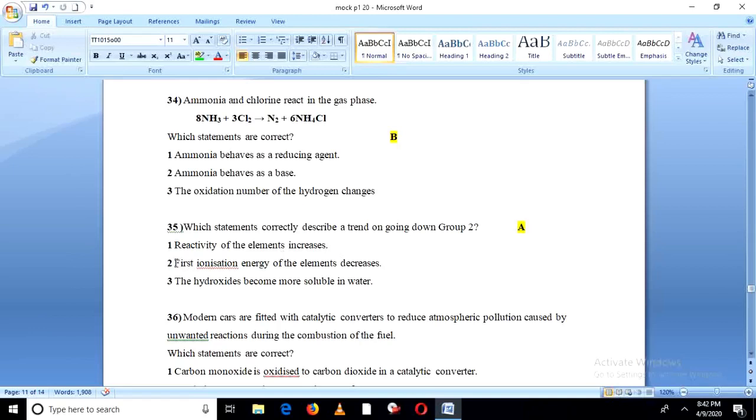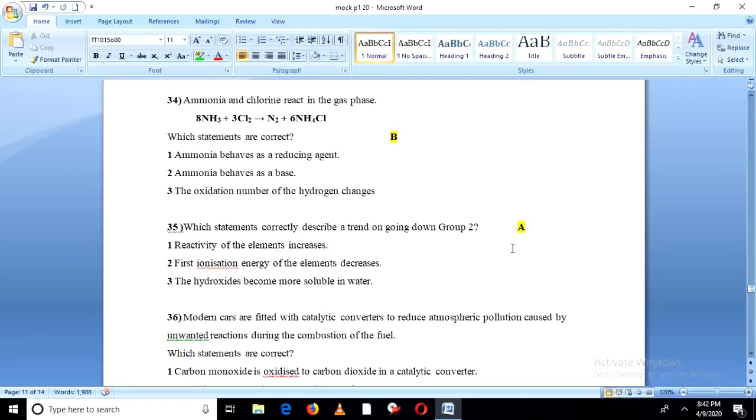The second statement depicts the reason for their reactivity also. So the first ionization energy of the elements decreases. This is also correct. So their reactivity also increases. For the third statement, the hydroxide becomes more soluble in water. Yes, magnesium hydroxide is a sparingly soluble compound. It is also known as milk of magnesia. I have introduced it to you. While barium hydroxide is the most soluble, so our third statement is also correct. All 3 statements are correct.